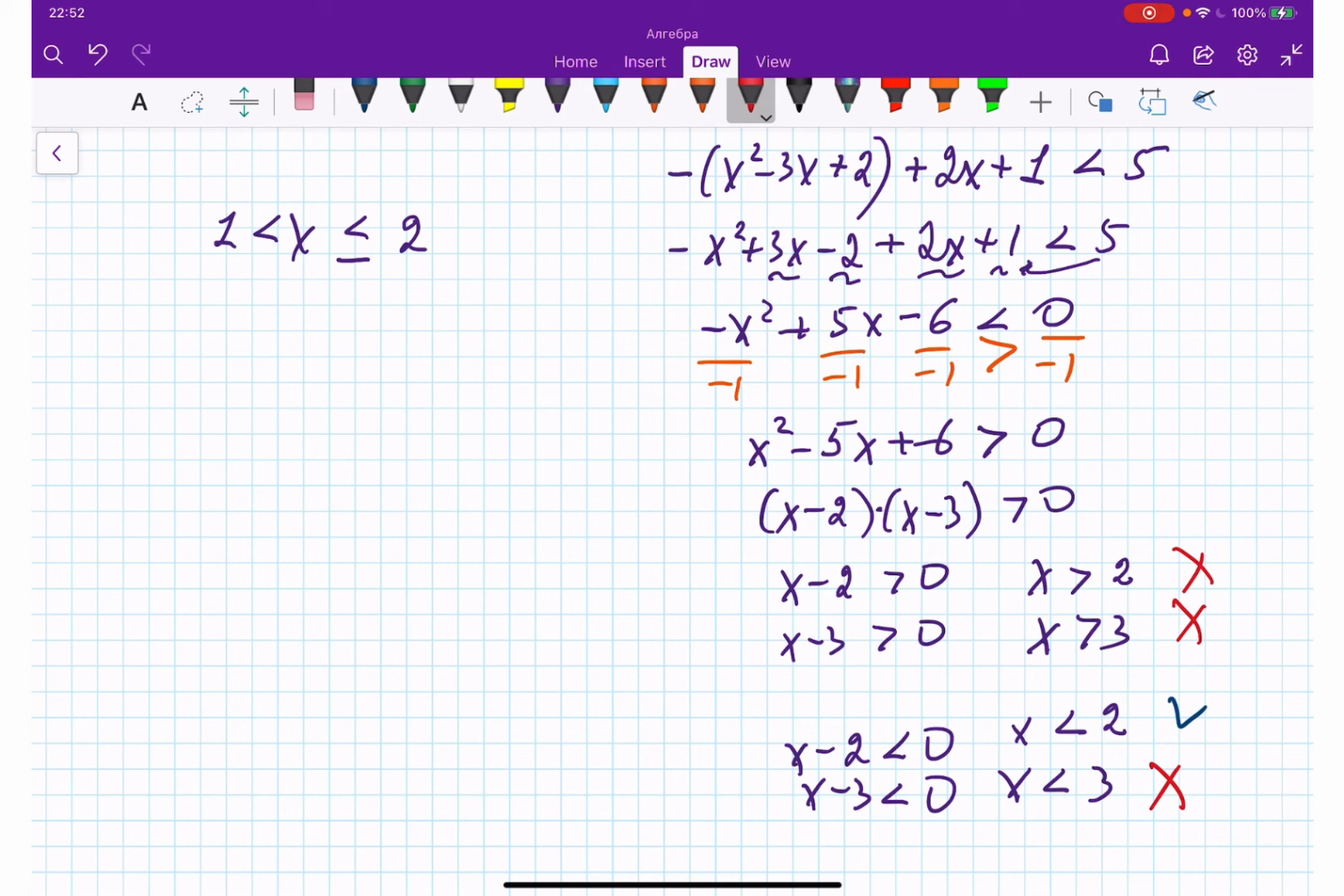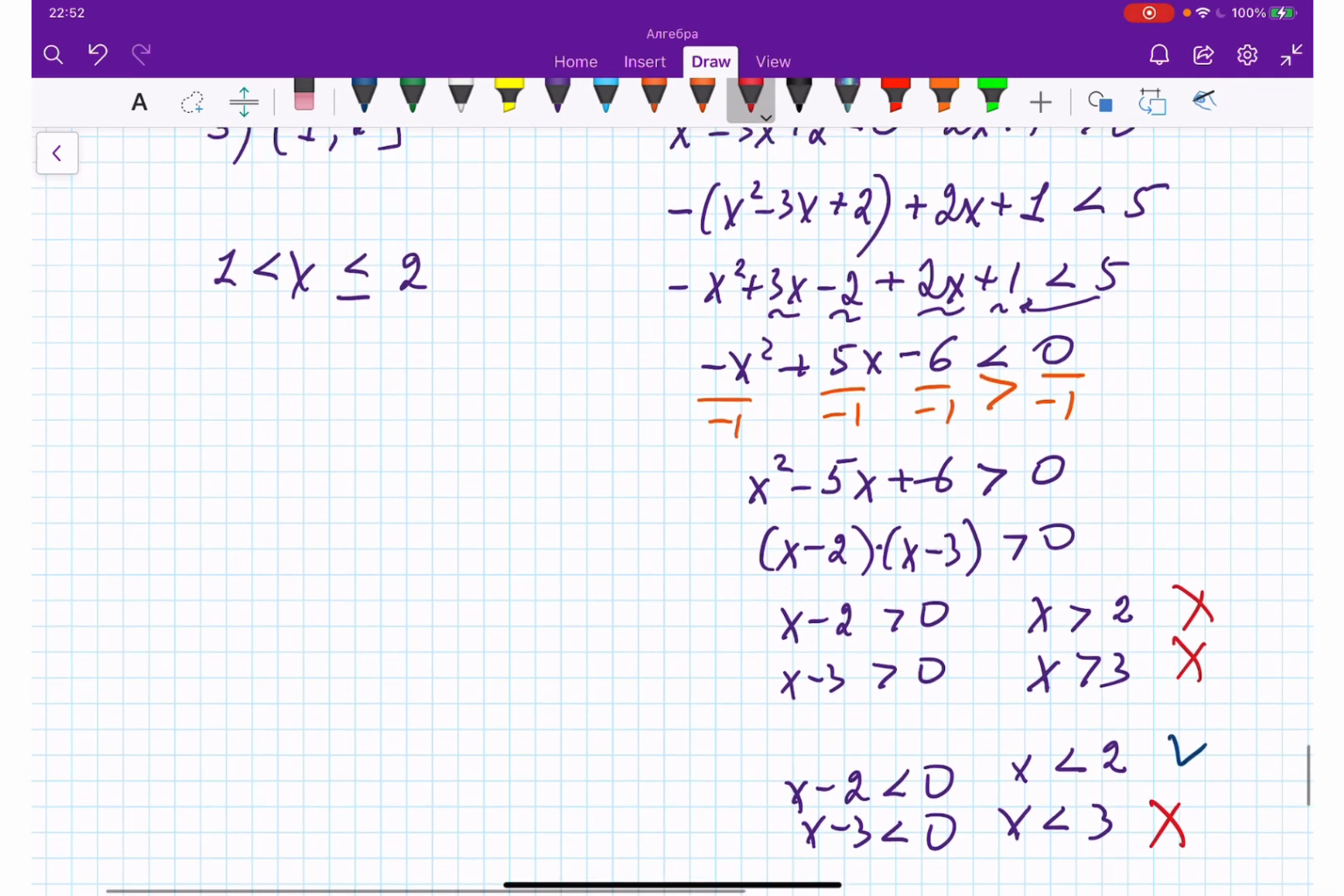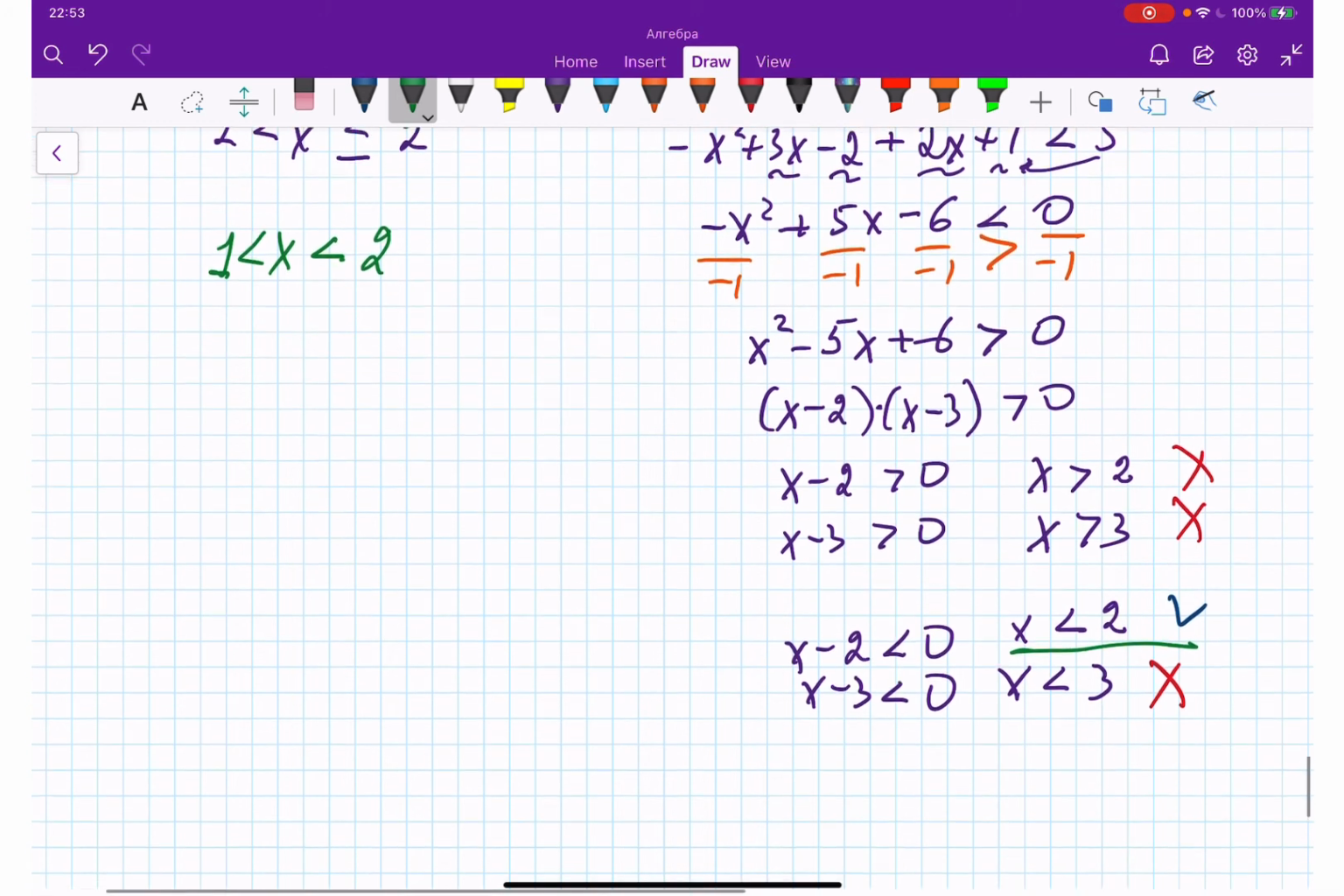So less than 2 here, we have less than 2 also. So the answer is going to be x is greater than 1, since this one is matching, right? And the equal sign is missing, so this less-or-equal becomes only less. Okay? And this is going to be our solution for the first case.